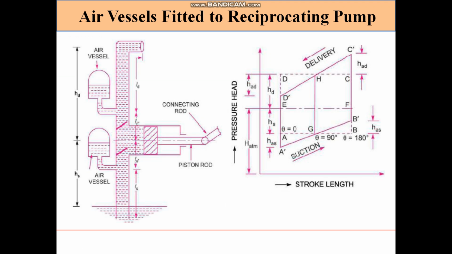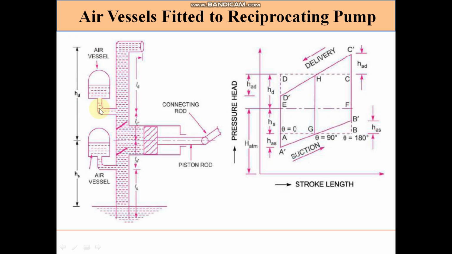We know that in the single acting reciprocating pump, discharge is intermittent or pulsating. So to get continuous discharge from the single acting reciprocating pump, the device called air vessel should be attached at the suction and delivery pipe. So the device shown here in the figure is called an air vessel.